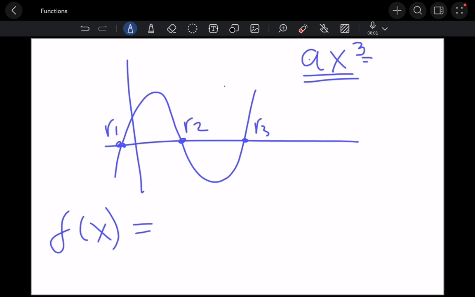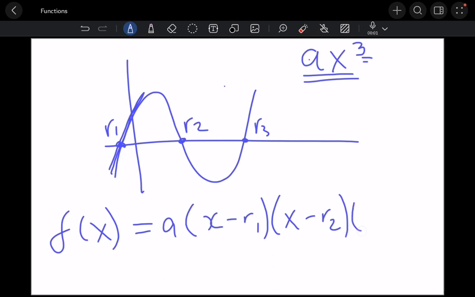First, we're going to check our a here. It's concave down, so our a is going to be positive. And then you're going to say x minus root 1, x minus root 2, x minus root 3. And then we are done.